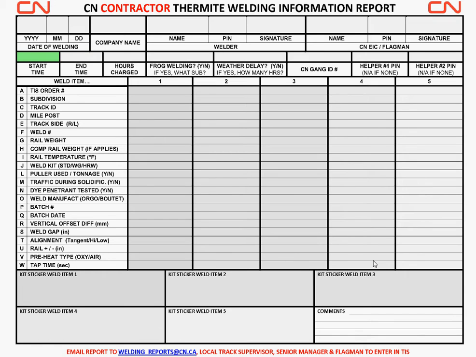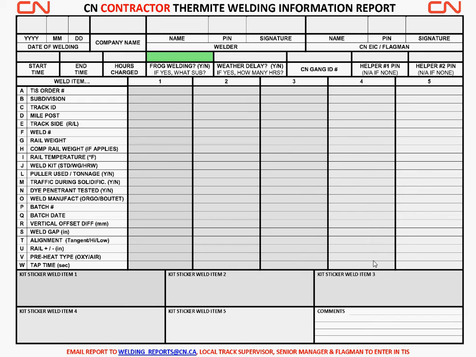The next piece of information is your time. So you should have your start time, your end time, and the hours charged. This sheet should be filled out no matter what every time you charge CN for thermite welding, whether you do 10 welds or no welds. This form is required.